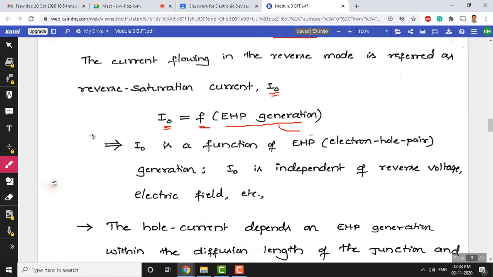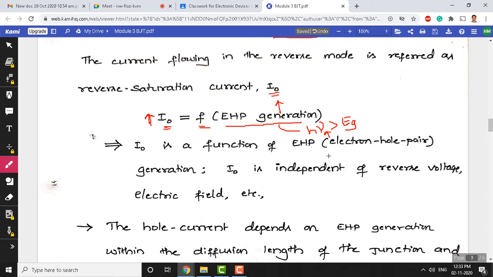This electron hole pair is generated due to the light energy, h into mu, which should be greater than the forbidden gap. This is nothing but photon energy, and due to that electron hole pairs are generated, and the corresponding current also keeps increasing. That means if you increase the light energy, if h into mu is increased, the corresponding electron hole pair generation increases, and the current I naught also keeps increasing.